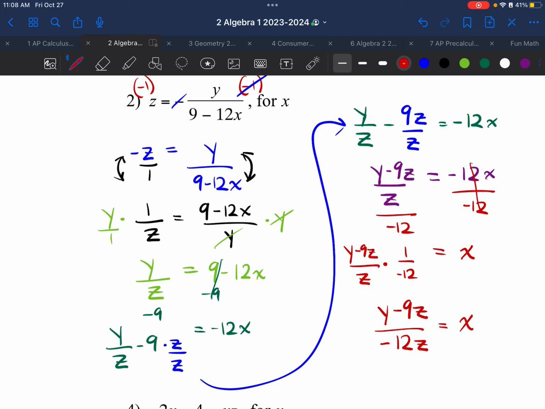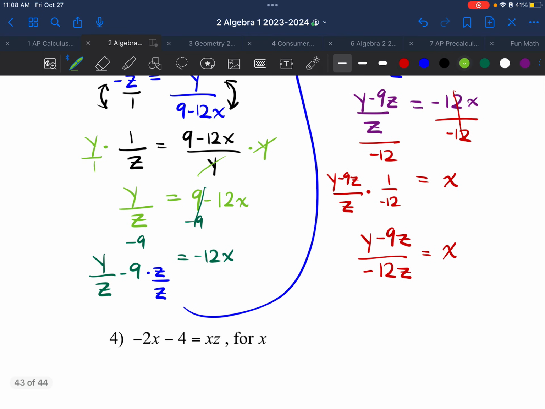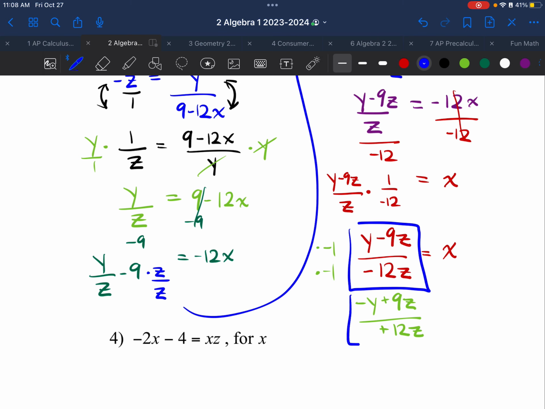And again, this is the correct answer, but on the answer key, they might have multiplied by a negative 1. The other answer that they might have on the back is negative y plus 9z. Again, you're distributing this negative 1 into each of these. And the bottom could be a positive 12z. Both of these would give you full points on the quiz. Let me go ahead and box both of these. Both of them will give you full points.